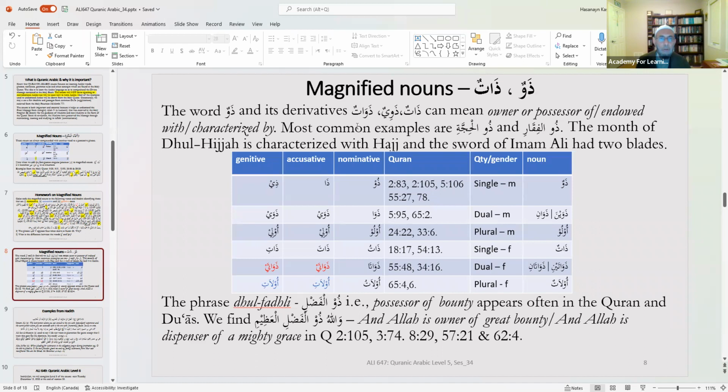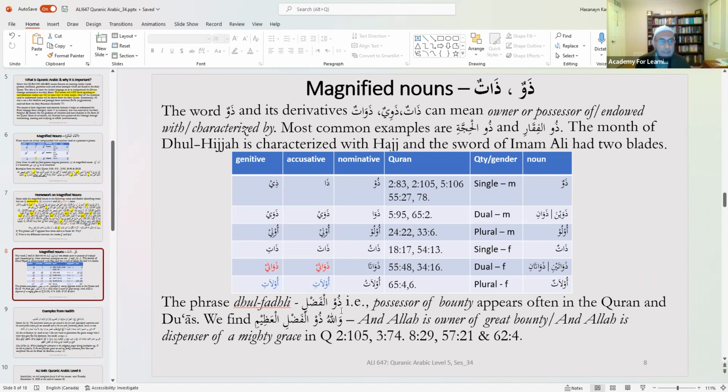And of course, we have got the most common examples, like the months: Dhul Qa'dah, Dhul Hijjah. And Dhul Fiqar: la fata illa Aliyun, wala sayfa illa Dhul Fiqar. You must have heard this in majlis a number of times. There is no youth like Ali, and there is no sword like Dhul Fiqar. Dhul Hijjah is known by that name because it is the month of Hajj. And Dhul Fiqar means it had two legs.